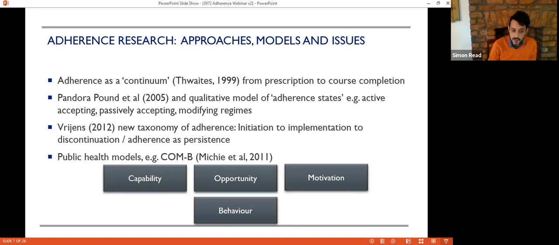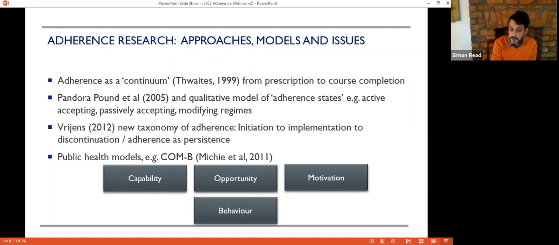And one notable study, which I've gone back to many times, was that of Pandora Pound et al., which looked at these issues qualitatively and offered a new model or typology of adherence states which patients could be categorized into. These included active acceptors who were wholly engaged with the process, passive acceptors who accepted it but tended to rely on others to aid them or were less actively engaged with their regime, those who were actively engaged but for various reasons felt the need to modify their regime, as well as those who resisted or rejected it altogether.